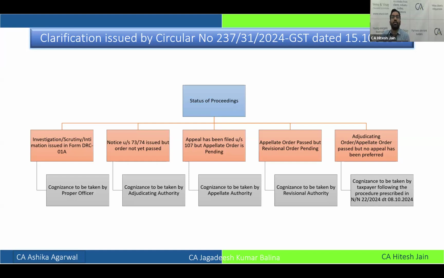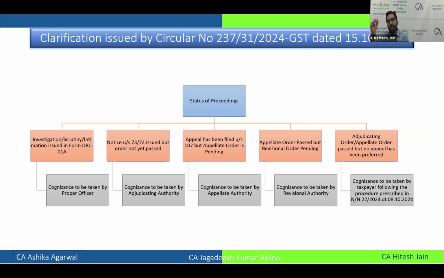Now, the second stage. If your adjudication notice has been issued, show cause notice has been issued, but the order is pending, then it is the adjudicating authority, that is the authority which has issued you the show cause notice, that will be taking cognizance of the matter. Like if you have received a notice under 73 or 74, then also you need not file any rectification or anything. The matter will be taken care of at the department's end only.